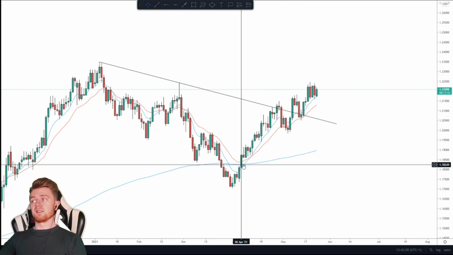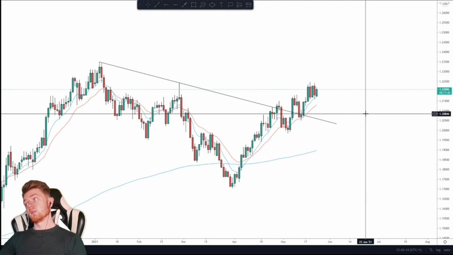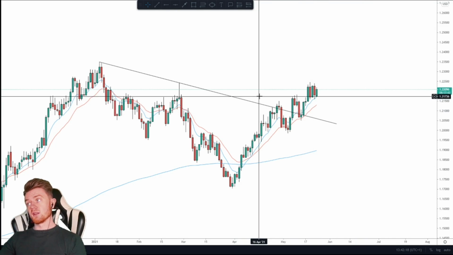We can use it in correlation with the moving averages here. The moving averages have crossed to the upside and are pointing higher now, which is indicating more bullish momentum to come within this price action here.